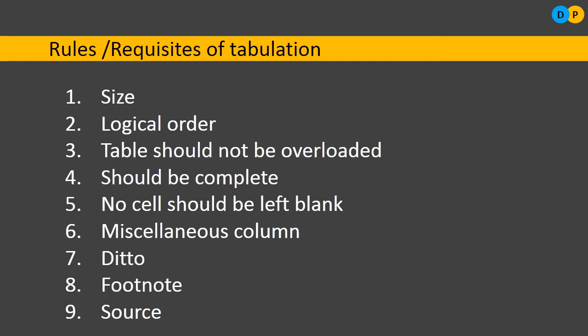Along with that, the ninth important rule is the source. Source will also convey to us the place from where we have collected the data, whether we have collected data from an organization or a particular magazine, journal, or any particular publication. So that will be mentioned in the source. So these are the rules which we need to consider for any table.